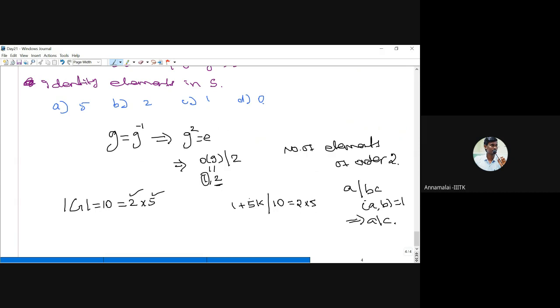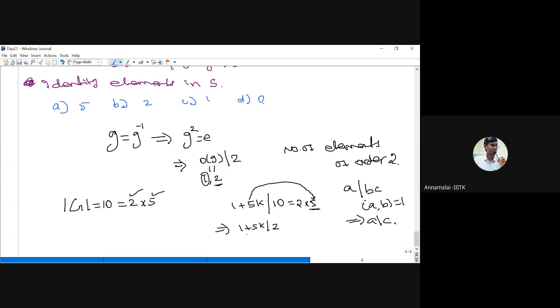Now what is the GCD of 1 plus 5k and 5? It is always 1, because 5 is a multiple of 5, but this number is not a multiple of 5. Therefore, GCD of 1 plus 5k and 5 is 1. Therefore, by this result, 1 plus 5k should divide 2.